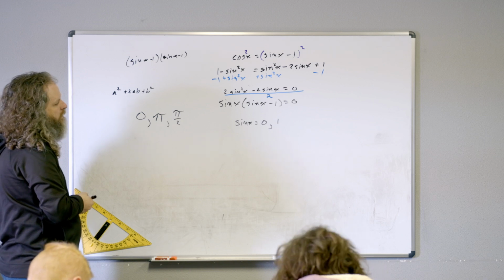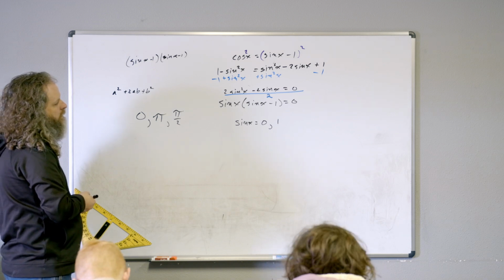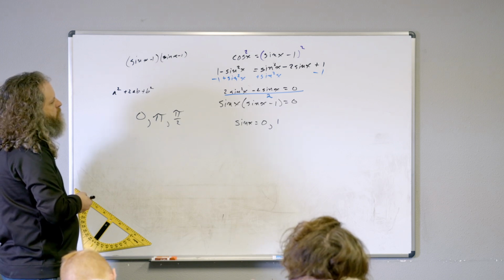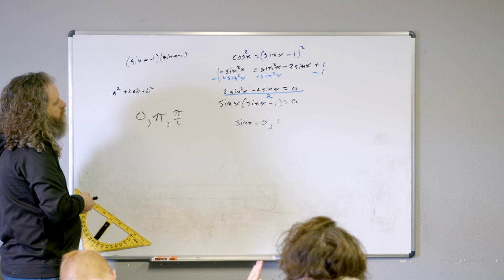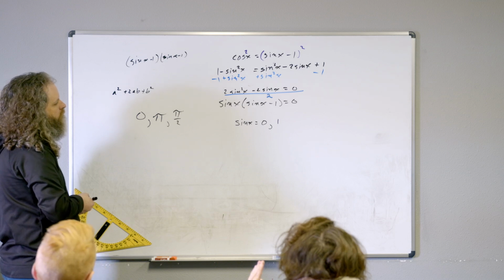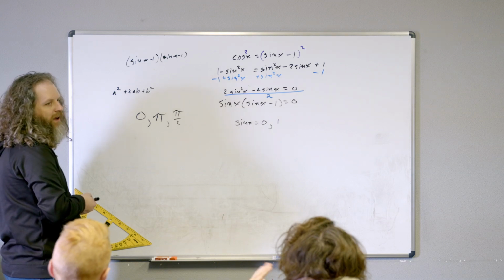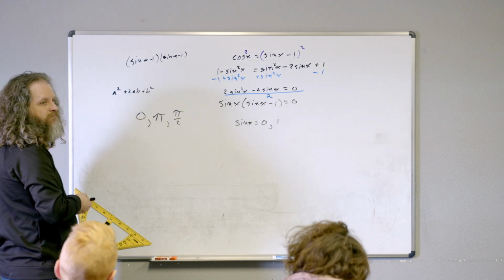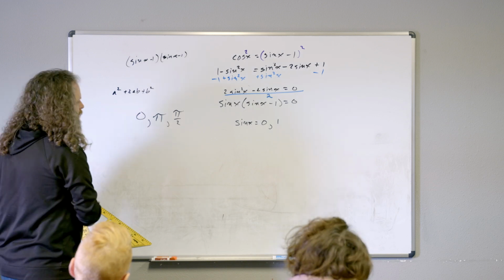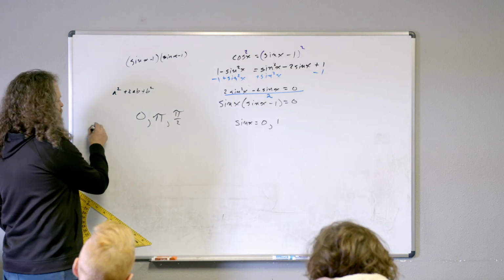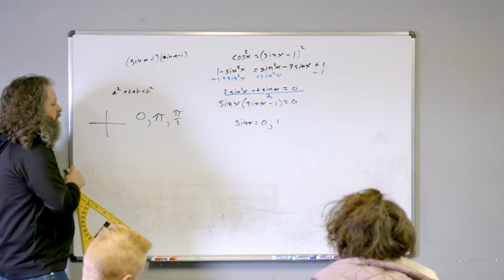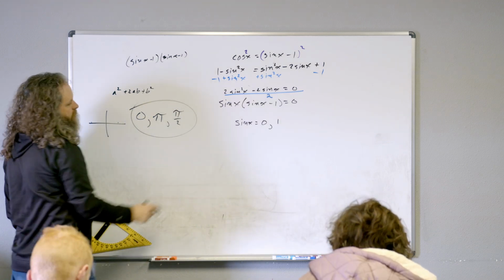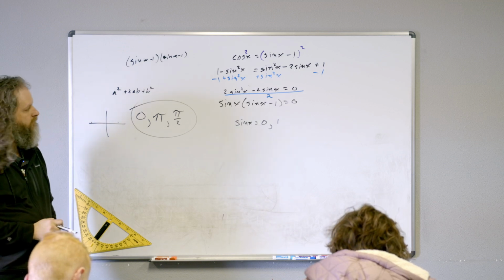Sine's positive in the top 2 quadrants. This one's just pi over 2, and then it would be pi minus pi over 2, and that's just pi over 2. Pi over 2 twice. Where did we get pi from? Because sine is also 0 at pi. Right. That is math. So it's just those 3? Just those 3. So it's 0 at pi.